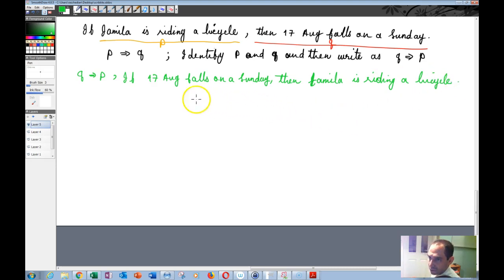Okay, so that's the first one. Now, the second one, these are all basically the same thing, so we don't really have to spend much time here, and there would really be no confusion here.